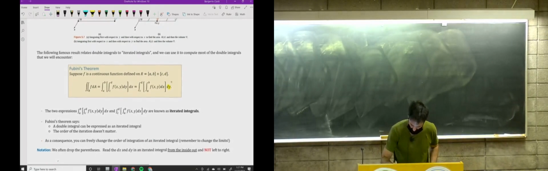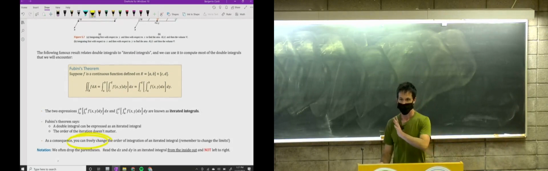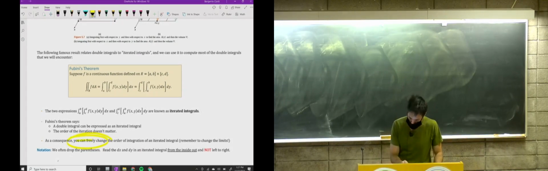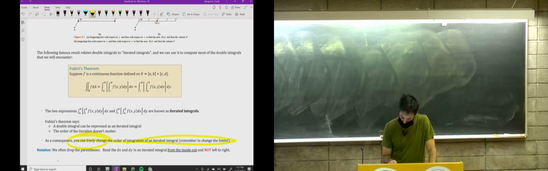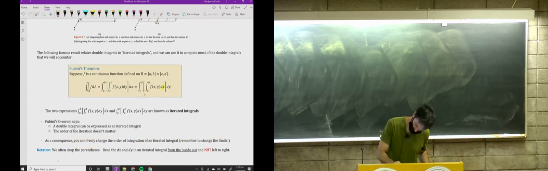So, as a consequence of Fubini's theorem, you now know that you can choose which order you want to integrate in. And you are free to change the order of integration. But if and when you do, make sure you remember to also change the limits. Right? Notice that when you do the x integral first, it's the x limits that come first. And by default, if you're given an interval, you usually assume, unless you have information to the contrary, that x comes from the first interval and y comes from the second interval.